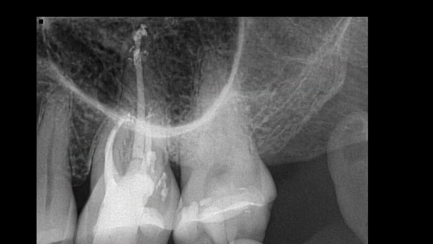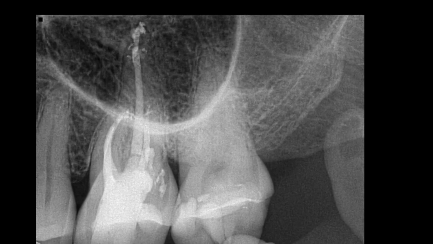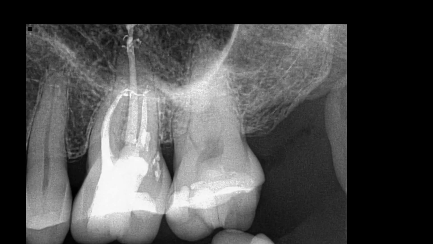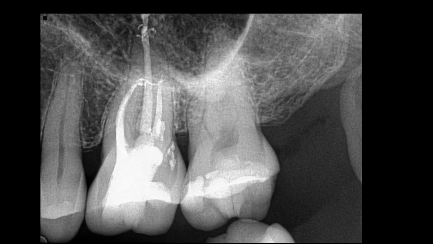This is a periapical radiograph taken from a slight distal angle, which I routinely do on maxillary molars, and here's the straight direct angle showing the obturation.